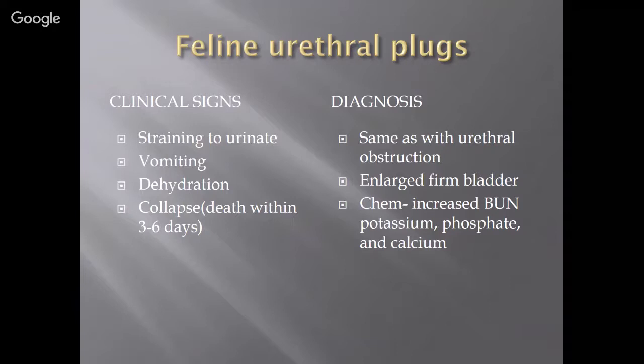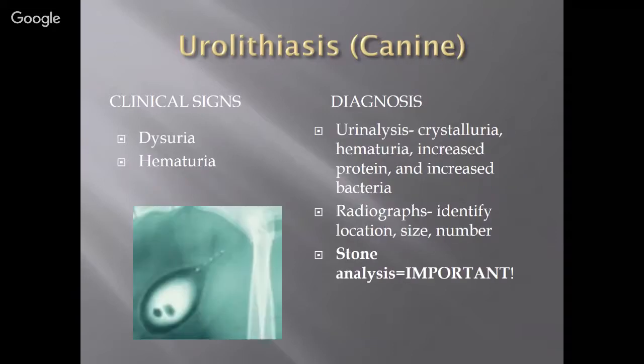Diagnosis is the same as with urethral obstruction. You'll have an enlarged, firm bladder. Don't press it too hard. If it's been enlarged for some time, that bladder will have weak walls and you can actually rupture it. In a chemistry, you'll see increased BUN, potassium, phosphate, and calcium. So it's increasing all of those things. It's being secreted back into the blood, or reabsorbed, I'm sorry, back into the blood. And so we have toxins in the body.